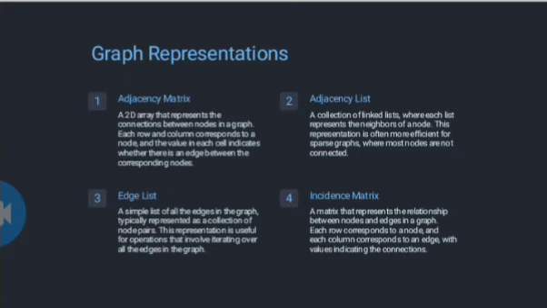Incidence matrix: a matrix that represents the relationship between nodes and the edges in a graph. Each row corresponds to a node and each column corresponds to an edge, with values indicating the connections.